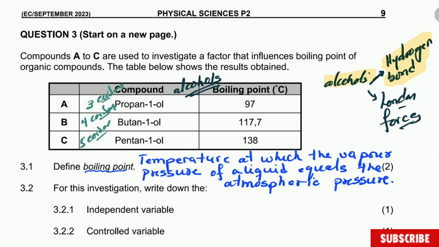Okay, so the first question here, 3.1, is define boiling point. And here we are. What is boiling point? It's the temperature at which the vapor pressure equals the atmospheric pressure. Those are the most important part, and if you say that, guys, you will get 2 marks. It's a definition with a high probability of being asked in the exam. Please don't make a mistake with that one.